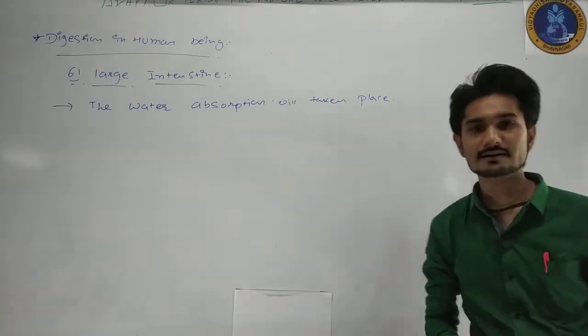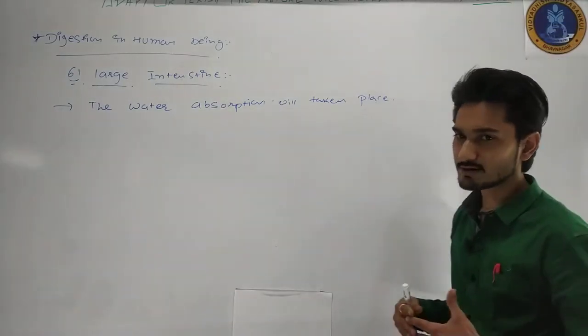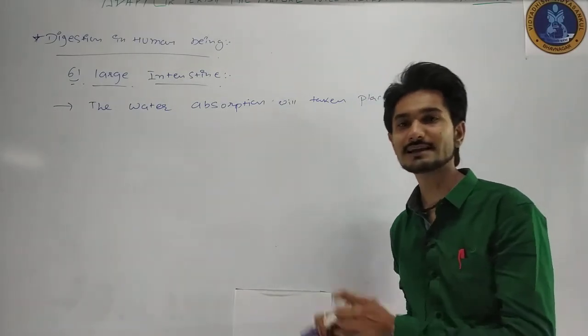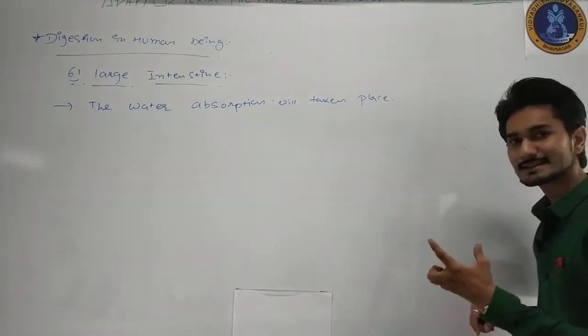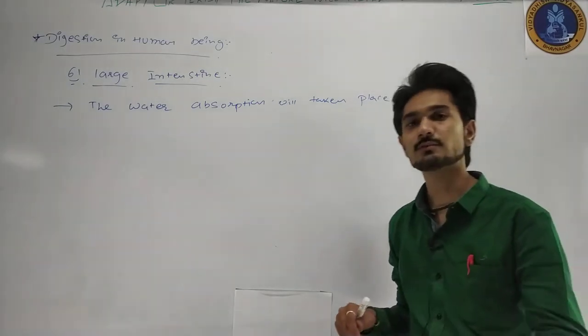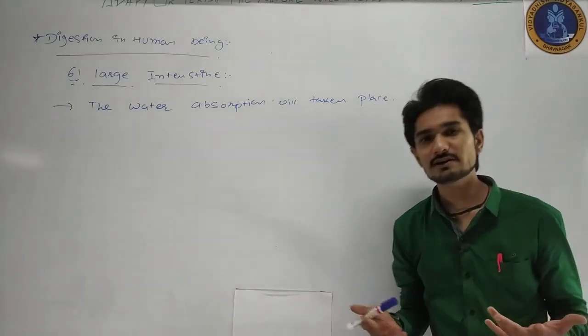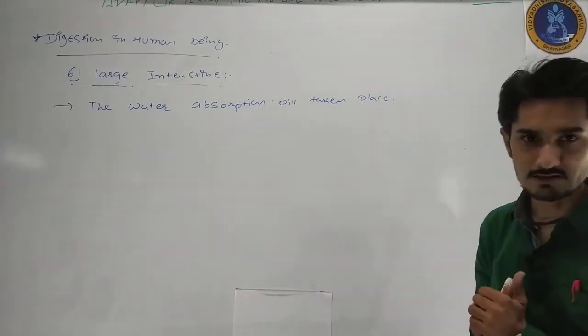So after digestion takes place, what happens to the solid waste material and the liquid waste material? We can say that the solid and liquid waste material gets removed from the anus. So these are all the parts that we have already studied in the classroom, and we have now finished them in the online lectures.